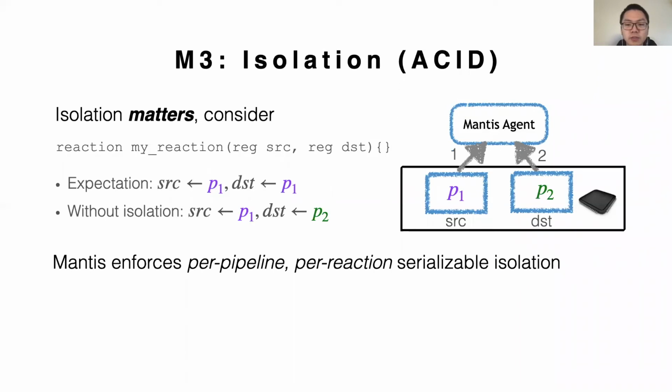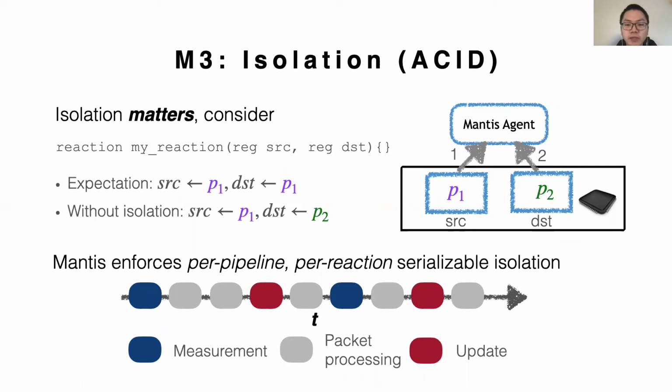To address the issue, Mantis provides per-pipeline, per-reaction serializable isolation between measurements, updates, and packet processing. Note that the isolation I'm talking about here is the isolation of ACID, which is to say that all three types of transactions appear to execute in some sequential order, though in fact they are concurrent. This makes it easier to reason about the reactive behaviors. I will talk about the isolation of measurement and the isolation of updates separately. Let's start with the isolation of measurement.